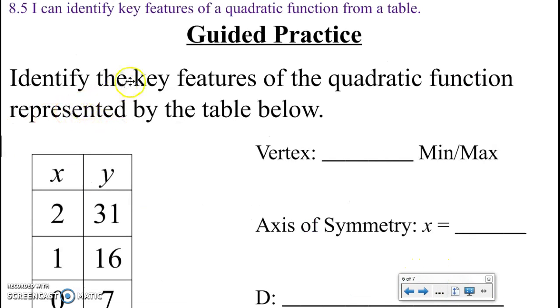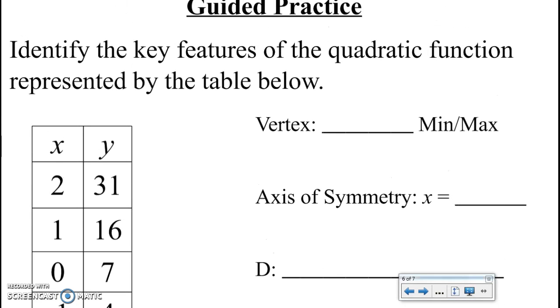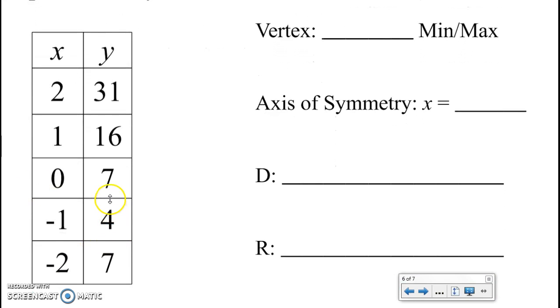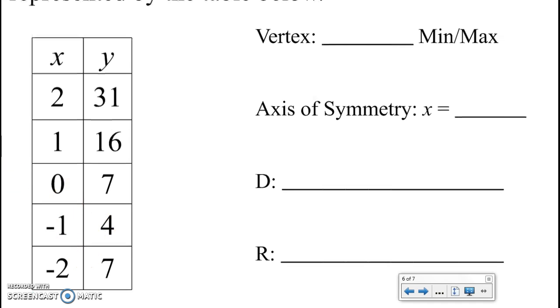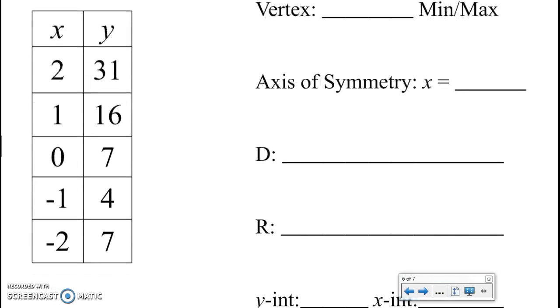So I want you to go ahead and try the guided practice problem. I actually found a mistake, so I just fixed that a little bit. Identify the key features. You'll notice that there aren't any x-intercepts here, so do your best approximating them. We'll work on that a little bit more. When you finish, have it checked. We'll get your homework, and you can get some more practice going with these.